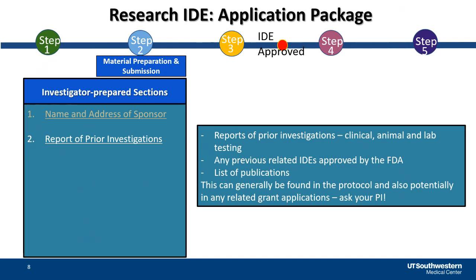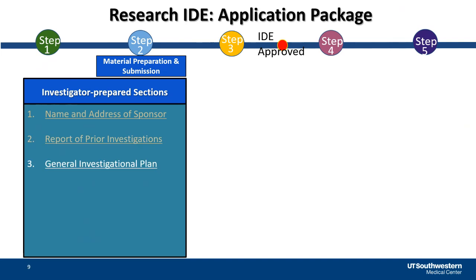Now, all this information can generally be found in the protocol and also potentially in any grant-related applications which your PI may have related to the device. So ask your PI for this information and they should be able to give this to you. Okay, the general investigational plan.